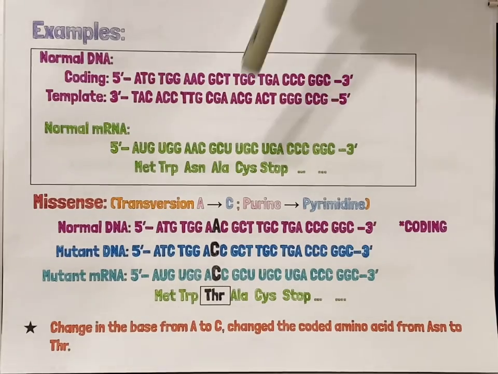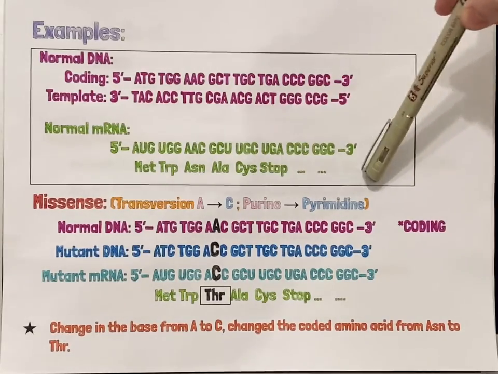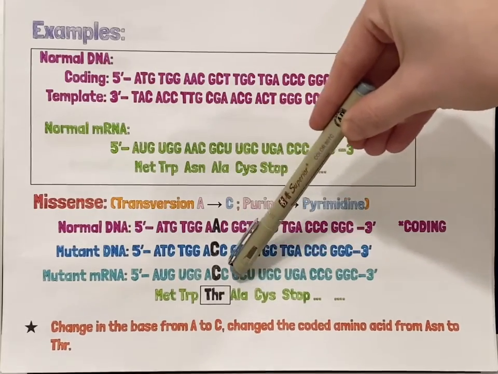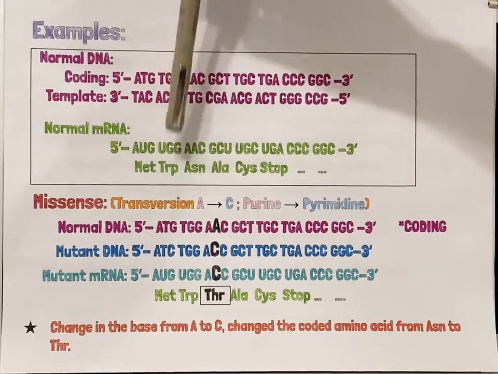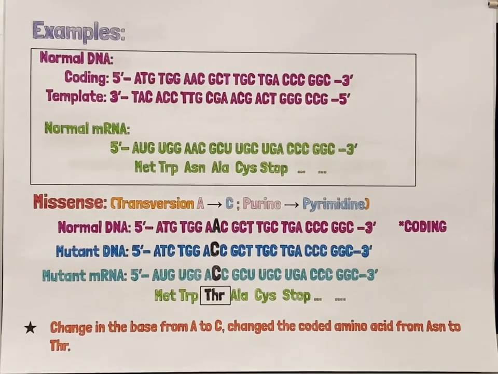But we're going to do a transversion, changing the A to a C, or going from a purine to a pyrimidine. So you can see here, this is the normal DNA, and here's the mutant DNA with a C there. And so the mutant mRNA has a C there as well. So the change from the normal sequence is methionine, tryptophan, and then a threonine instead of an asparagine. So the change in the base from A to C changed the coded amino acid from asparagine to threonine.